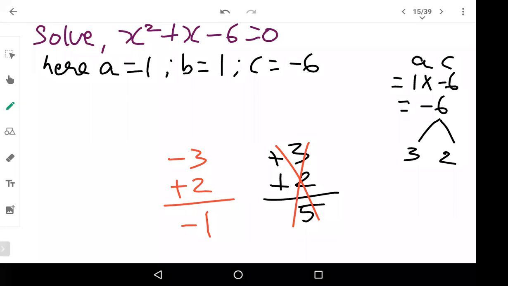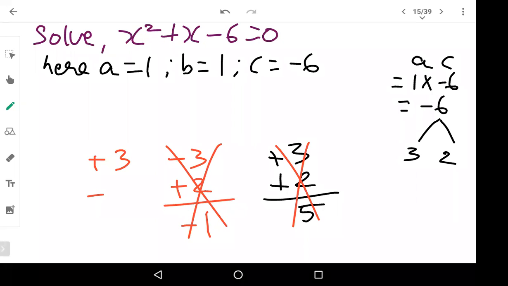Now, how did I get -1? If you see -3 plus 2, the minus sign is for the bigger number, correct? So I am supposed to take that minus sign down. So I don't want -1. -1 is not what I require. I require +1. Now let us do another combination.